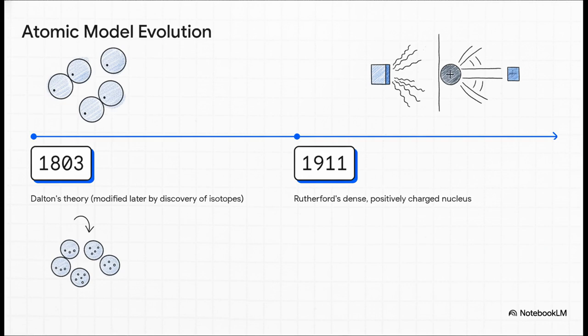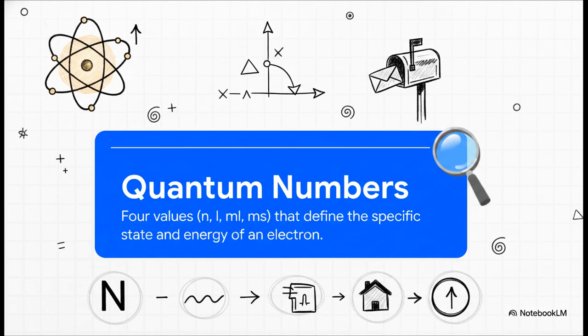Then we jump to question 1, which directly tests you on 1911, Rutherford's famous gold foil experiment. Rutherford is the guy who proved an atom isn't just some mushy sphere, but actually has this tiny, incredibly dense, positively charged nucleus right at the center. Now this next part is pretty cool.